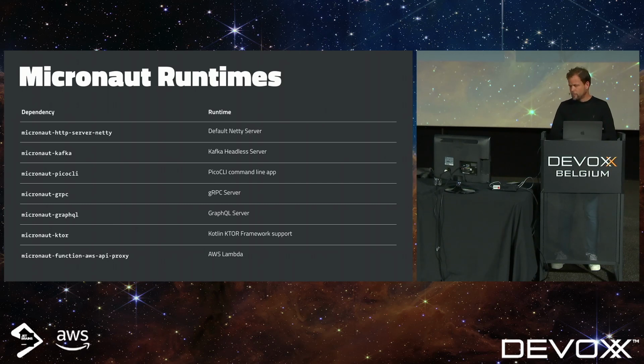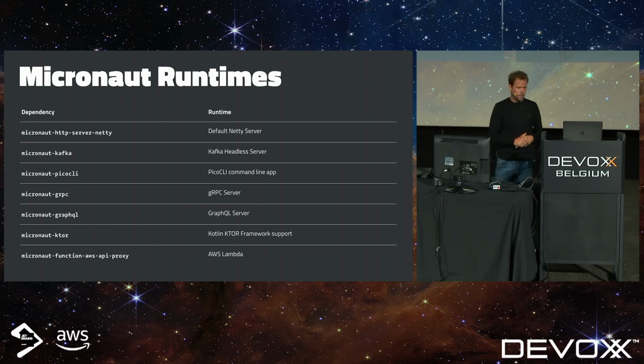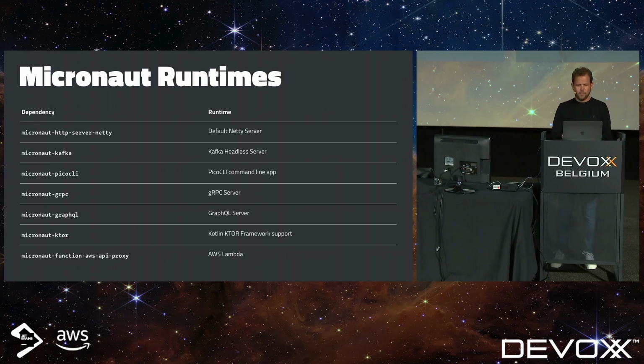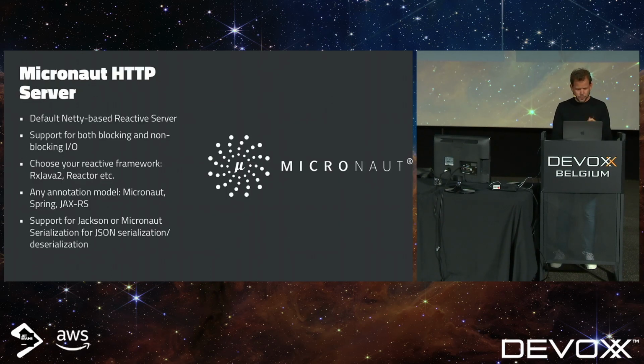HTTP layer framework. You can run Micronaut on AWS Lambda, right? You can run Micronaut on Oracle Function. You can run Micronaut in many different scenarios, right?